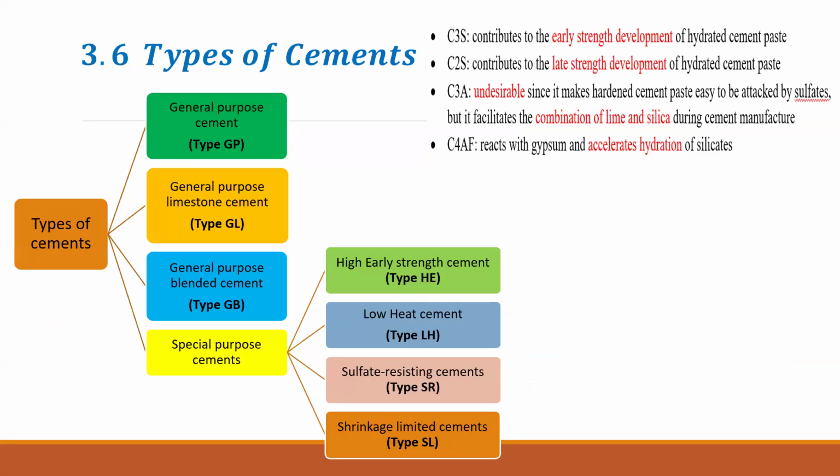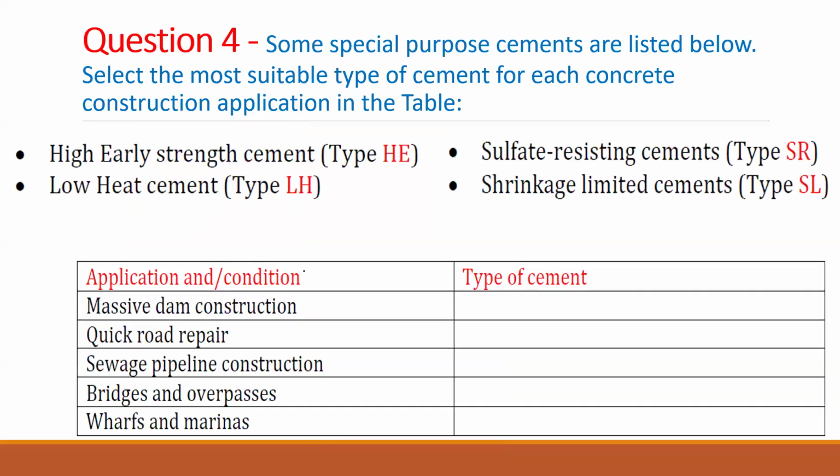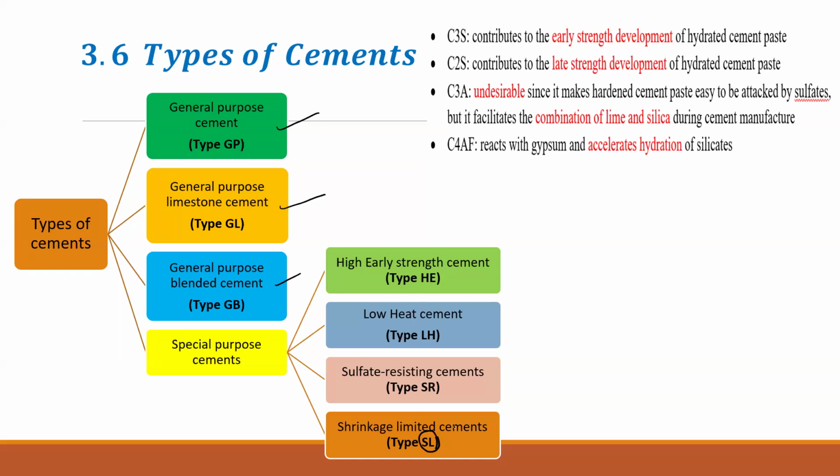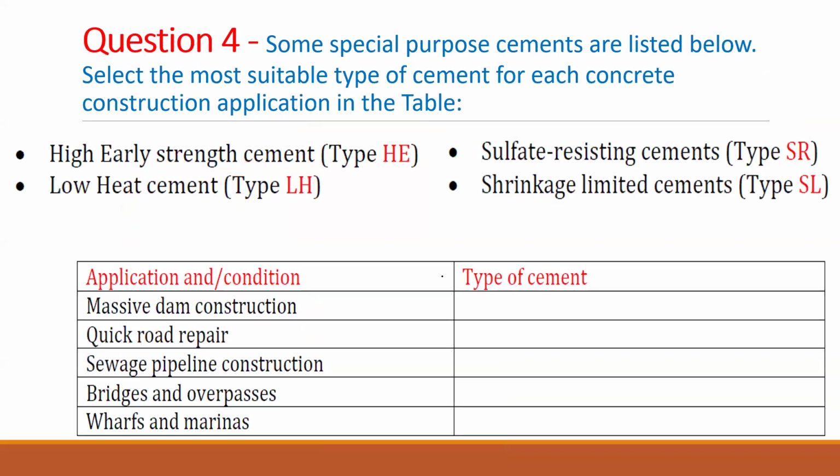Okay, so last question. In the last question, I already told you this. We have general purpose cement, general purpose limestone cement, general purpose blended cement, and they are also asking the abbreviations, type SL, type SR, type LLH. So you can now tell me the answers. Some special purpose cements are listed below. Select the most suitable type of cement for each concrete construction application.